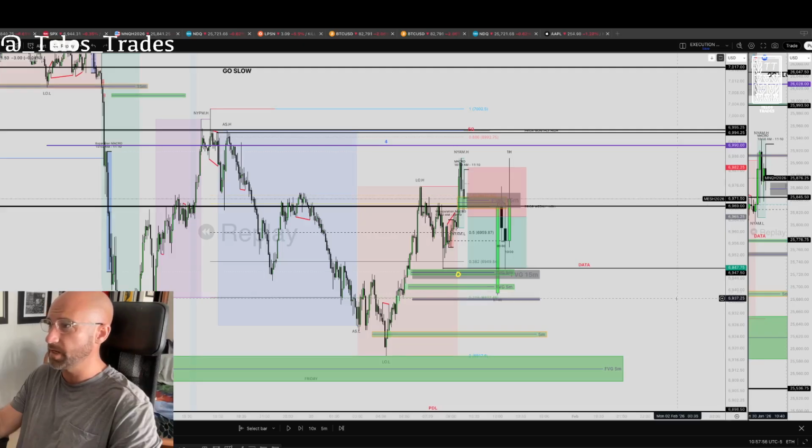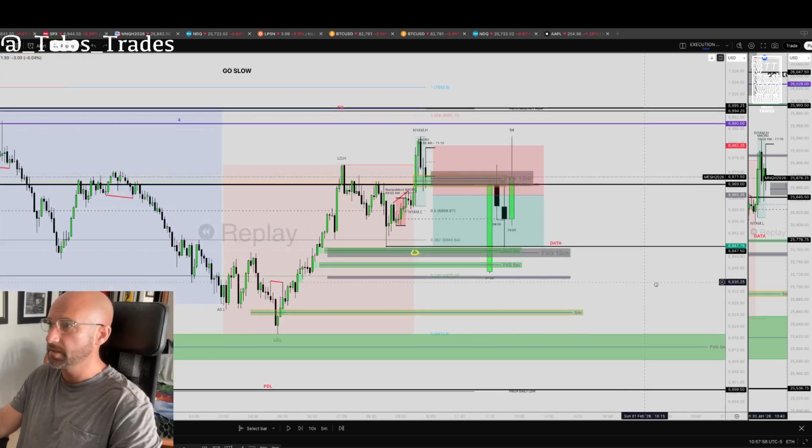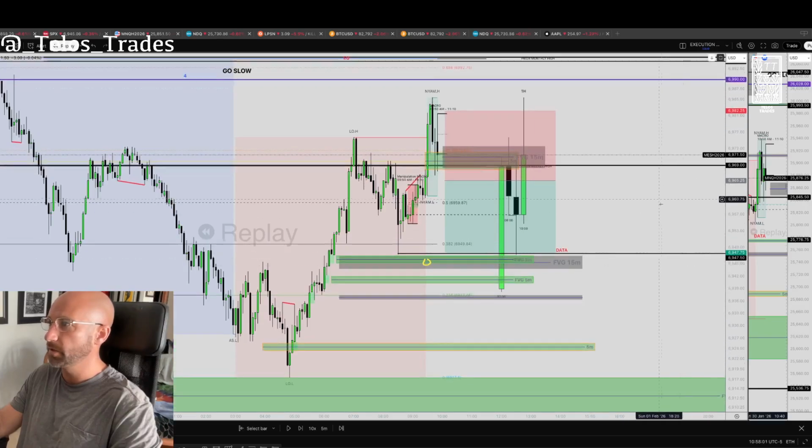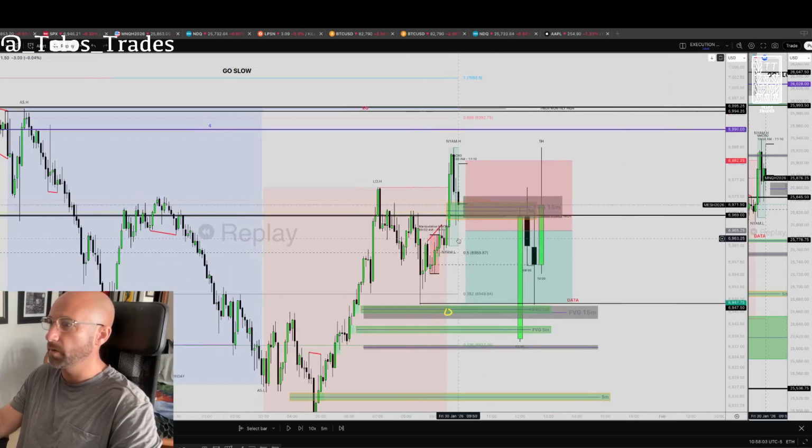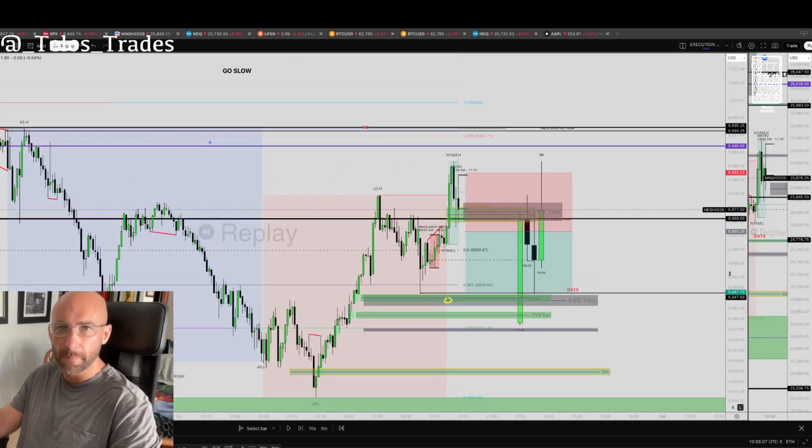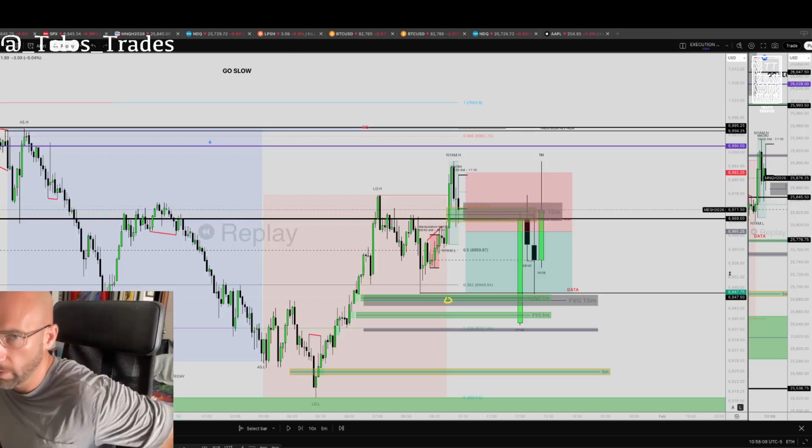So the trade I ended up taking was this here. I'll walk you through why I took it. So we're on bar replay mode here. This is the 9:50 candle close. So we're coming up to the 1 hour and 4 hour close.